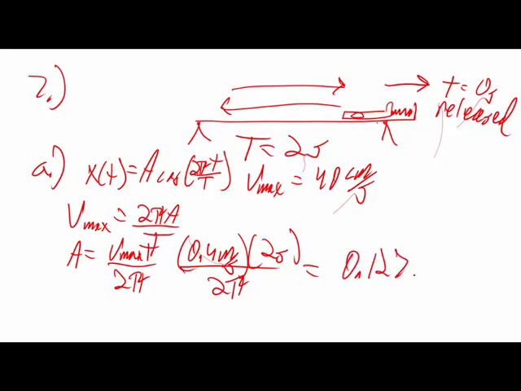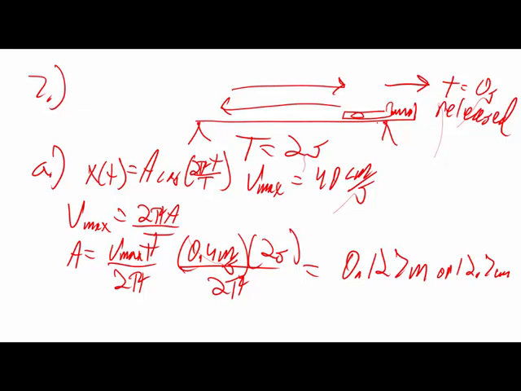0.127 meters. Which would be how many centimeters? Well, if it's 0.127 meters, it'd be 12.7 centimeters, wouldn't it? Or 12.7 centimeters, right? Okay. Now, you could round that up to 0.13 too.